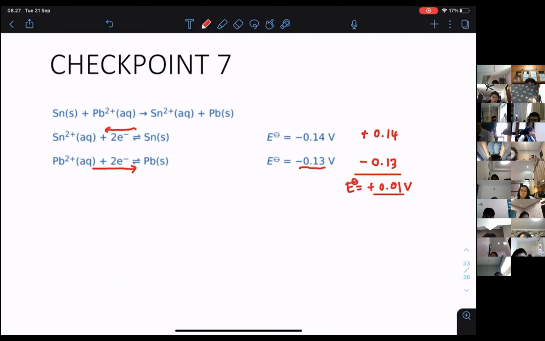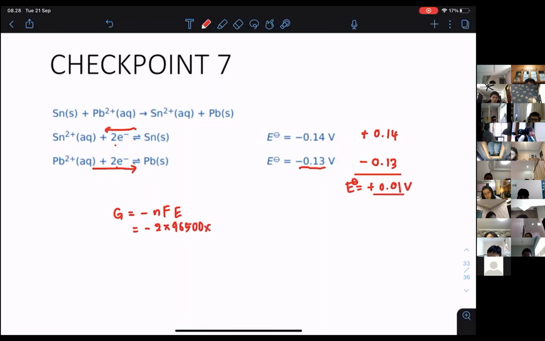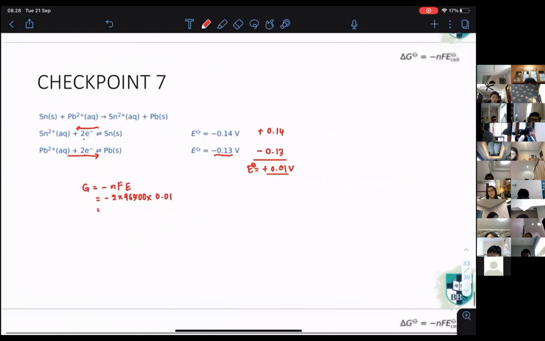But I want to calculate. If you want to calculate, Gibbs free energy equals negative nFE. So negative n. What do I use? 2 electrons, because left and right, they will cancel. So 2 times 96500, then you times 0.01, and then you will get a value. This one I don't have the answer, but you can calculate and you will get a negative value. So whether this is going to be spontaneous or feasible, the answer is yes. It will be a negative value.